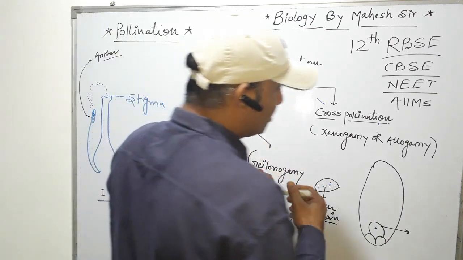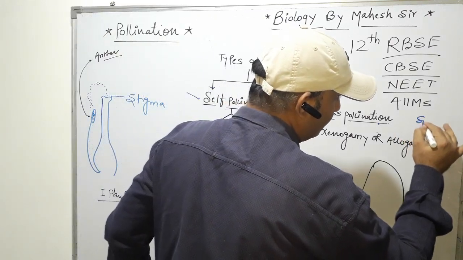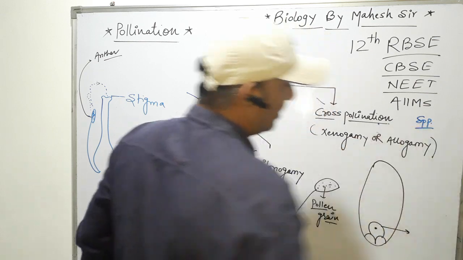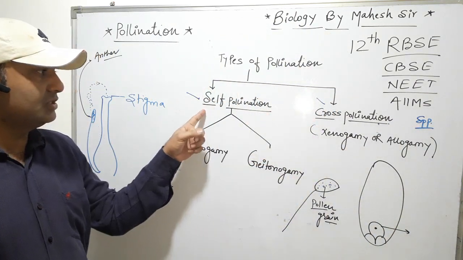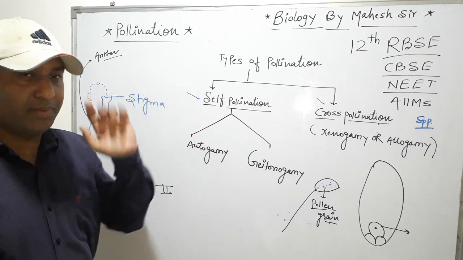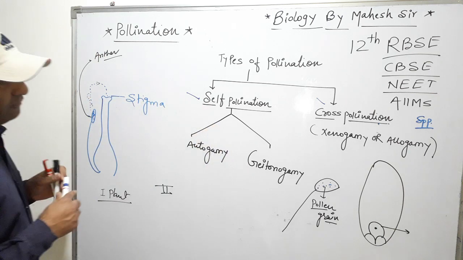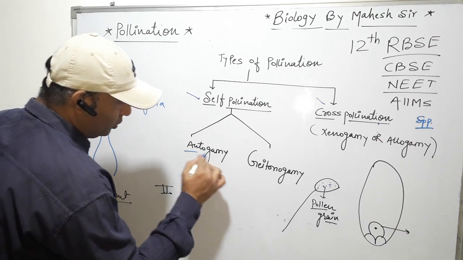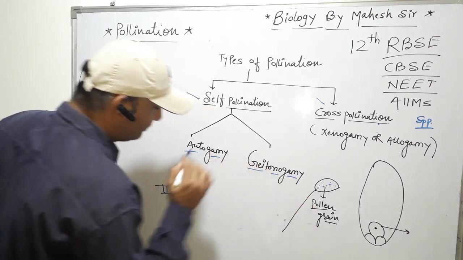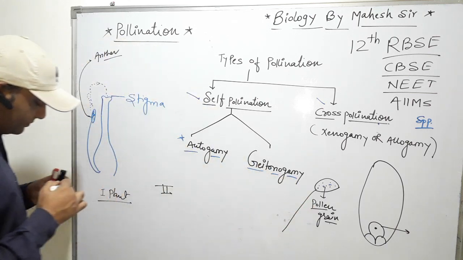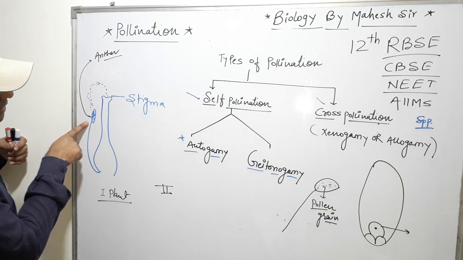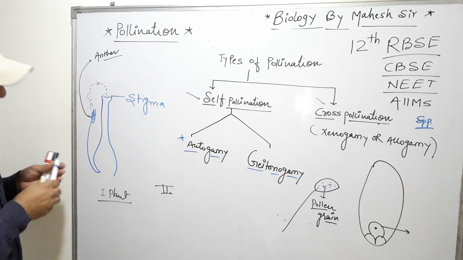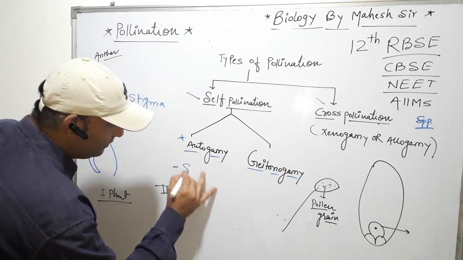So in cross-pollination, the species is the same but the plant is different. But in self-pollination, it is the same species and the same plant. Self-pollination is further divided into two types, autogamy and geitonogamy. Autogamy means the transfer of pollen grain from the mature anther to the stigma of the same flower. So we can write: same flower.